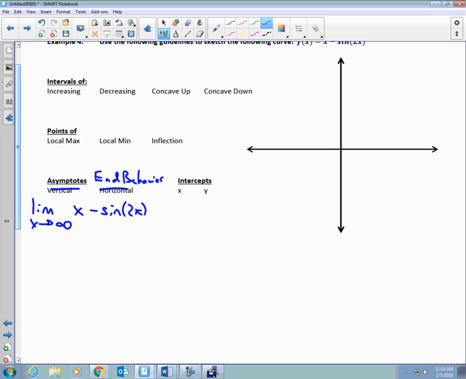So yes, the maximum value of sine will be 1. The minimum value would be negative 1. So you're either going to have a very large number minus 1 or a very large number minus negative 1, which is plus 1. So what's that going to end up being either way? Infinity. So as x goes to infinity, this function goes to infinity. Suppose you went to negative infinity, then it would go to negative infinity.